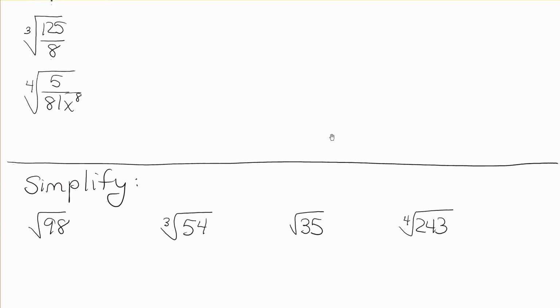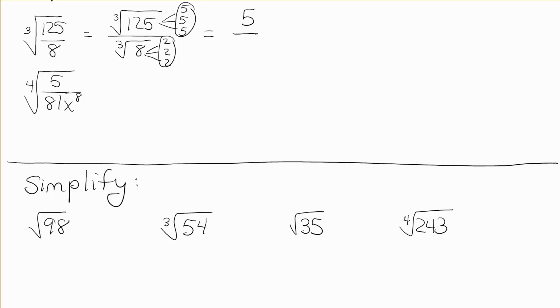Now let's take a look at our last two examples here. We're going to do a cube root. And we're going to split that up and see if we can simplify. The cube root of 125 over the cube root of 8. We know that 125 factors into 5 times 5 times 5. That's a perfect group of 3. So we're going to pull a 5 out. We know that 8 factors into 2 times 2 times 2. That's also a perfect group of 3. We're going to bring that 2 out. We have nothing left under the cube root signs for either in the numerator or in the denominator, so we are done. So now let's take a look at the fourth root.